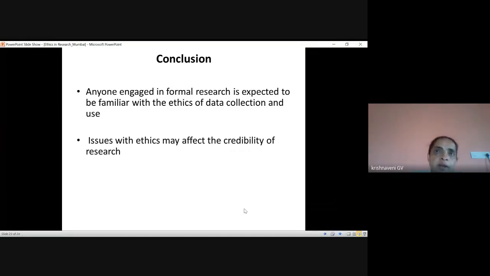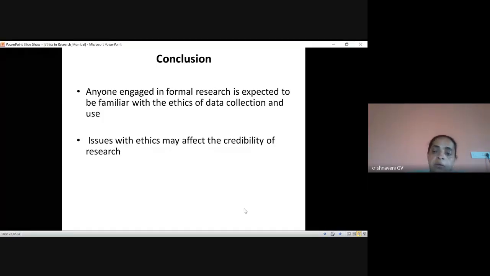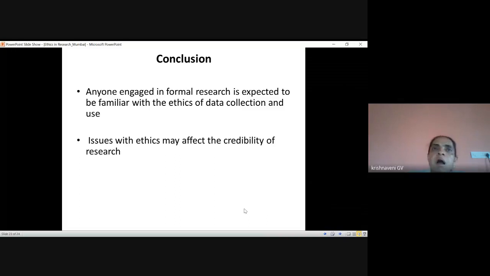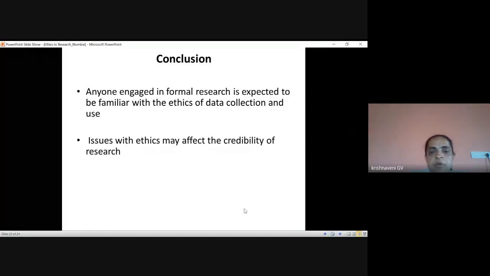And please be aware that issues with ethics in research may affect the credibility of the research itself. So it should be the foremost consideration of the researcher that the ethics of the research are met to the appropriate degree, and on no account should a researcher compromise ethics for the sake of having good data. That's not important. The most important thing is safeguarding the interests of your own participants.